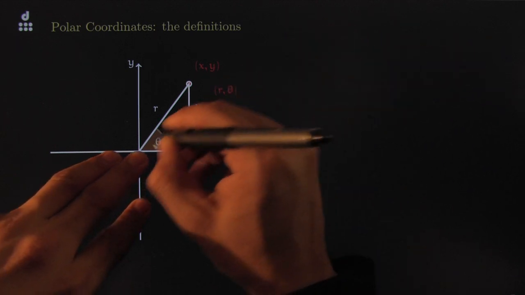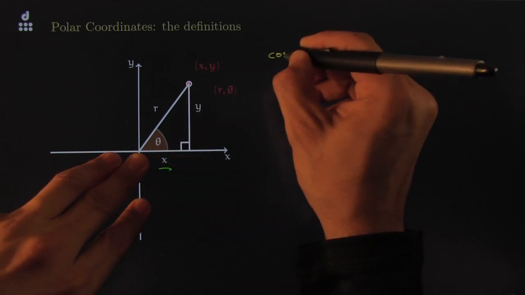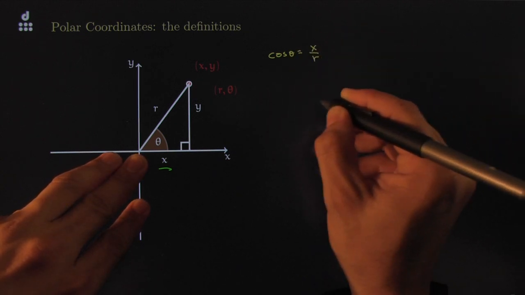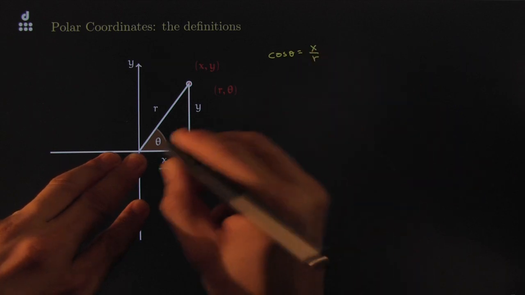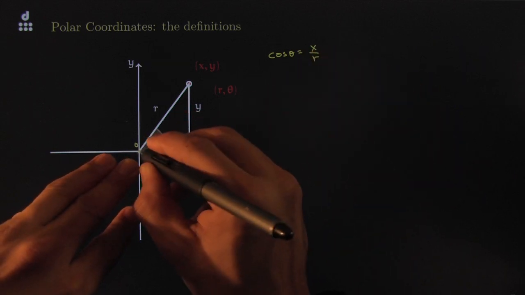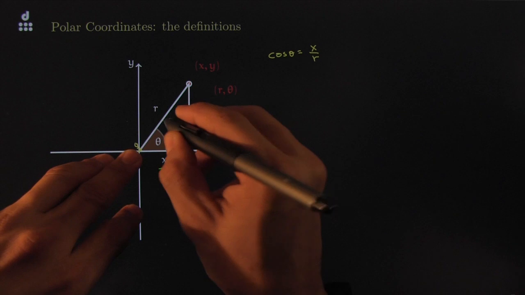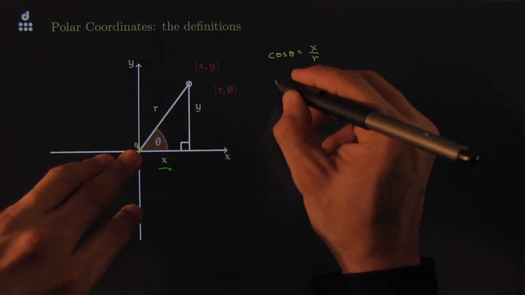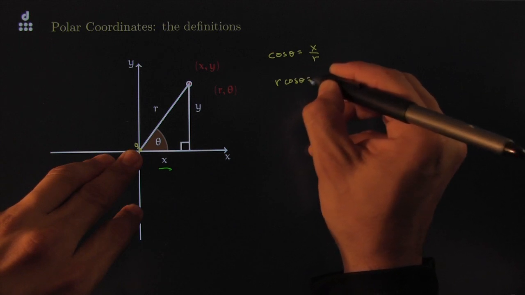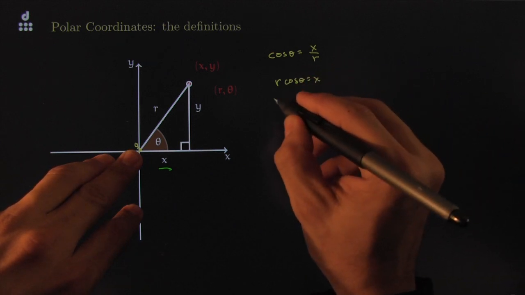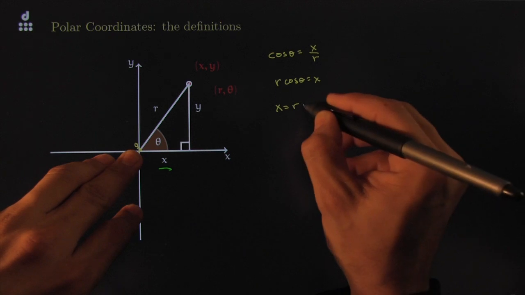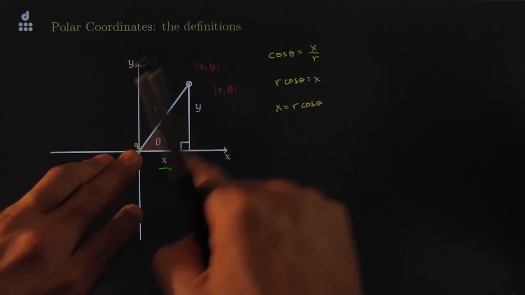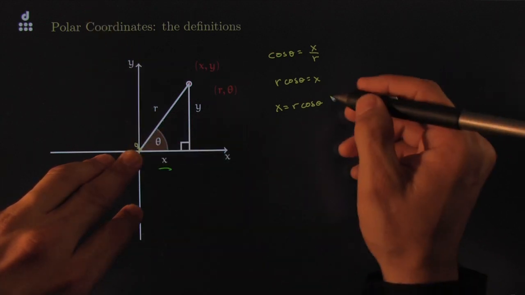You could say, from here, the cosine ratio is defined to be the adjacent over the hypotenuse. That's the definition, right? Adjacent from this point of view here. This is my adjacent. This is my hypotenuse. So this ratio, cosine, would give you x over r. That would tell you that r times cosine theta is equal to x. And so anytime you wanted to find x, if you knew r and theta, you could just plug them in here. x is equal to r cosine theta.